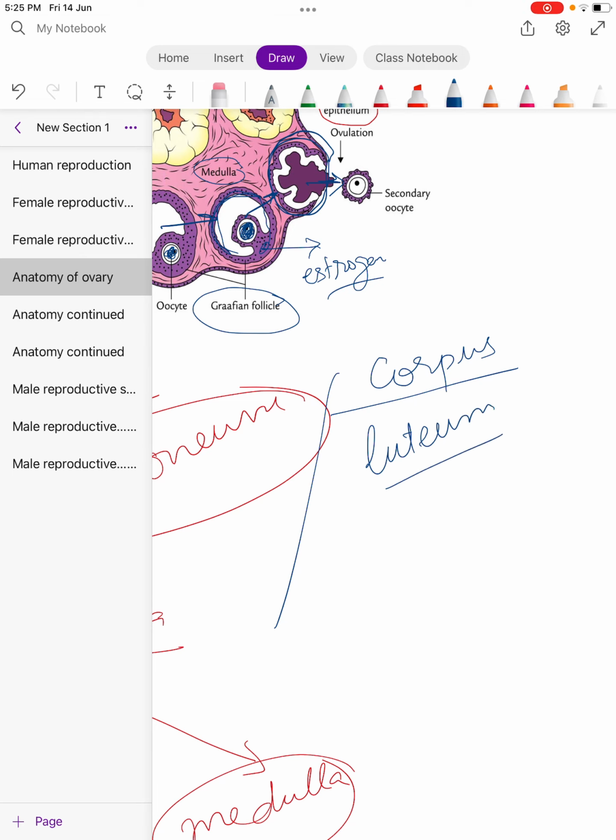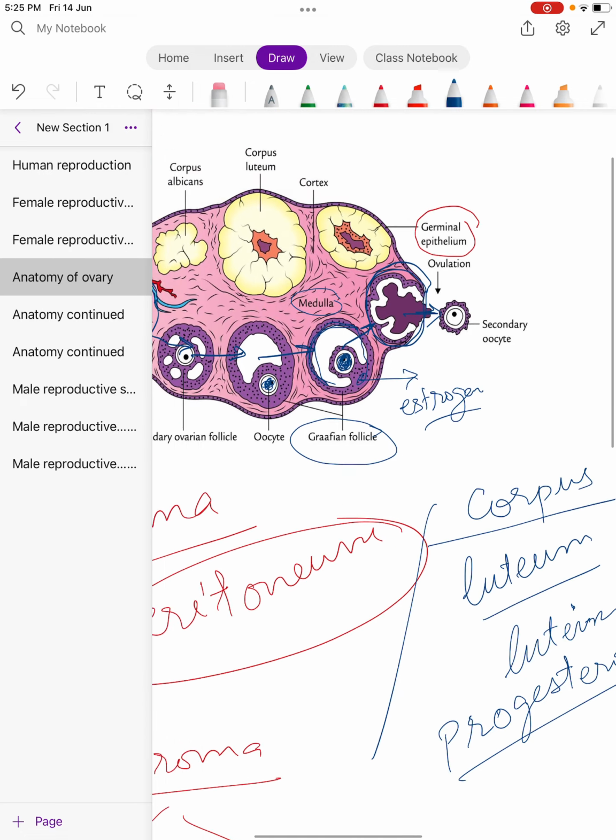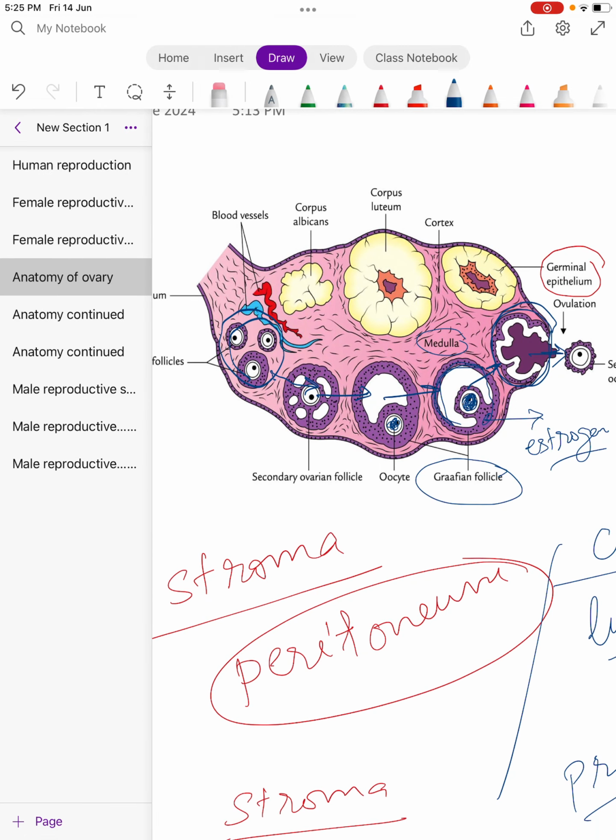Okay, the corpus luteum contains yellow pigment called lutein, and they secrete progesterone. एक और हार्मोन जो है जो ये रिलीज करते हैं वो क्या है? प्रोजेस्ट्रोन. Okay, so this is the whole anatomy of the ovaries.